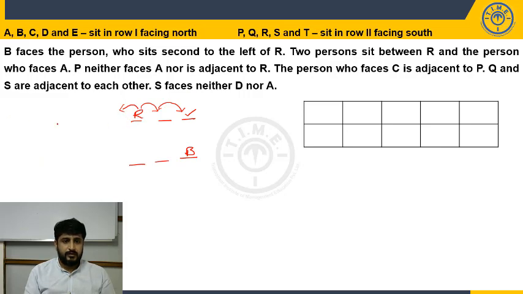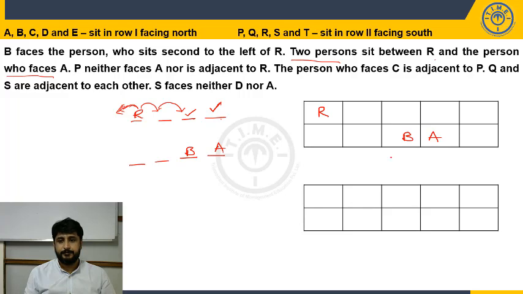If I go to the right side and take two persons, it goes out of the arrangement because we have only 5 persons in each row. So I cannot go to the right side. It must be to the left side only. So this is the person who is facing A. It is given that two persons sit between R and the one who faces A, and between these two persons, how many are there? Two people. So what could be my arrangement? R here, B here, A here. It is one possibility. What is the other possibility? R here and B here and A here. So one of these two possibilities will be my answer.